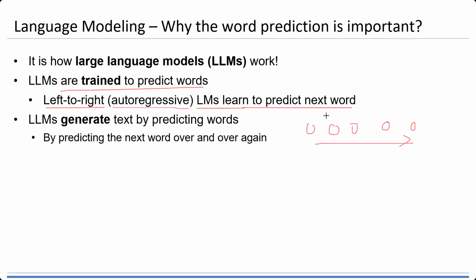Because some languages might be right to left, so you need to understand right to left. Some of the languages in the world, we need to read from right to left, for example Arabic. We have a different kind of language model for that.